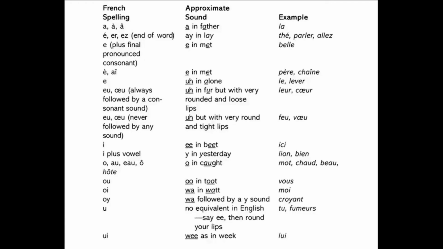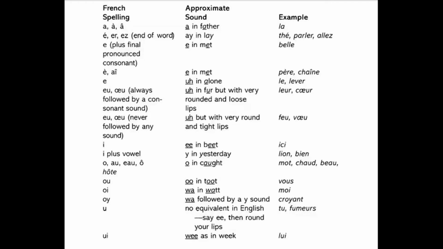Okay, I sound is E, so it is like EC, EC. Then I plus vowel: when any other vowel comes after I, the sound converts into Y. So it is like Leon, Bayan, Leon, Bayan.